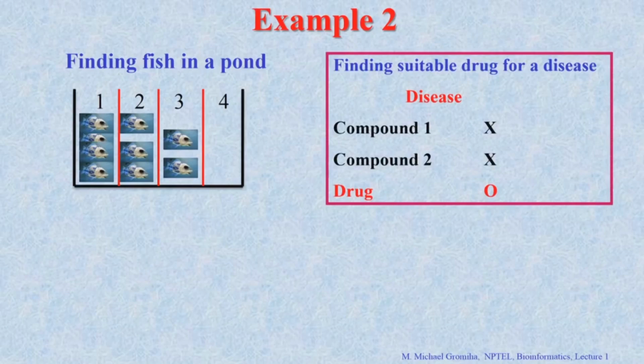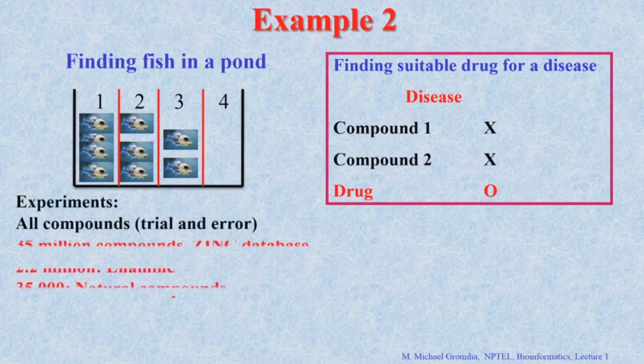For any disease, there are different compounds, for example, compound 1, compound 2, compound 3 and so on. If you take compound 1 and try it, it fails, so it is not a drug. Take compound 2, this is also not a good drug, and then compound 3 is probably a drug, right. There are millions of compounds. If you look into the literature, there are a lot of compounds.